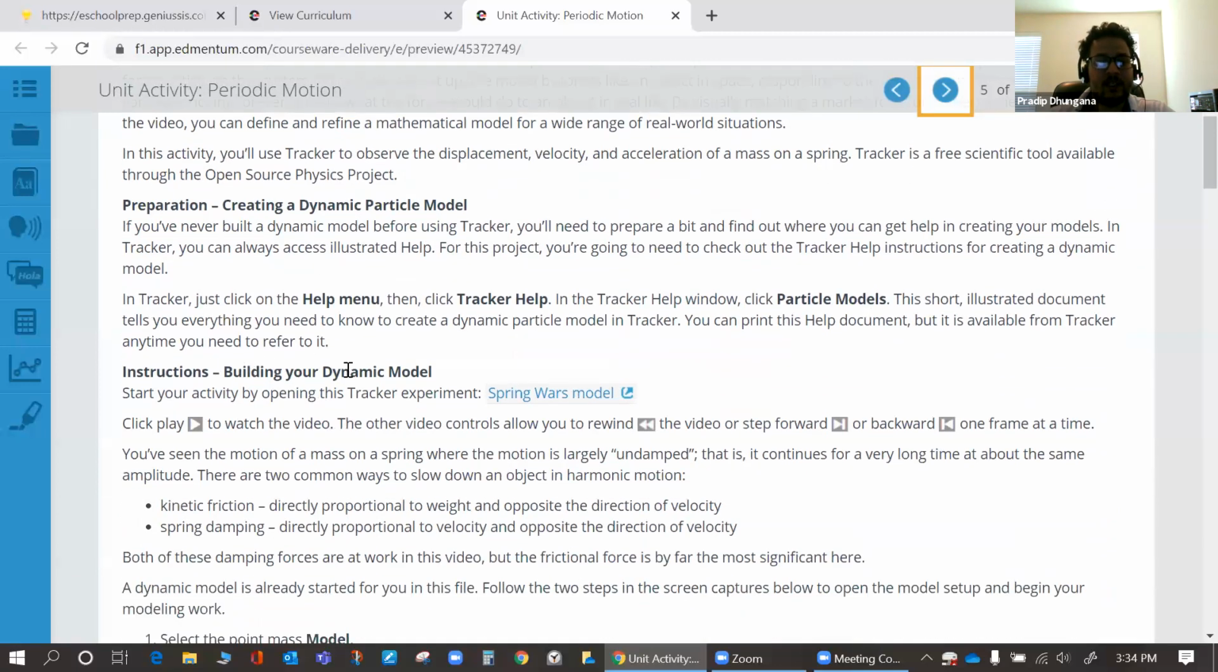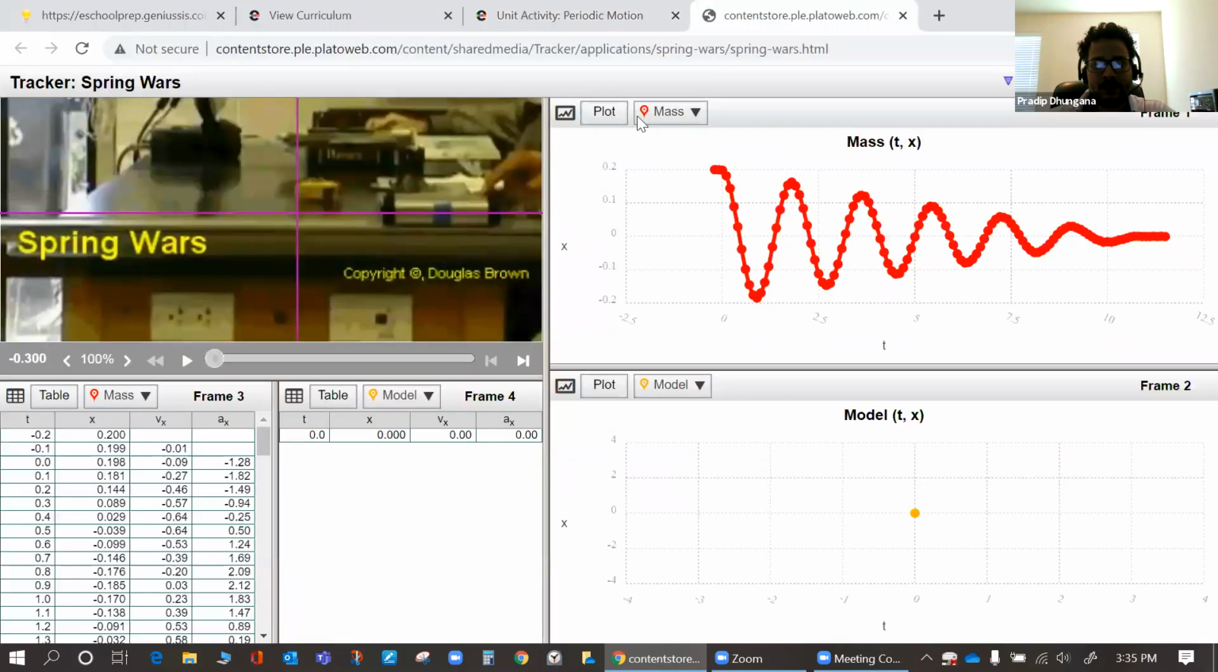To build our own dynamic model, at first you will click on the tracker experiment, and it says here, you can see here, spring wars model, and there are different buttons here. This one you'll click to watch the video, other buttons to rewind, forward and backward as well. So let me click on that tracker experiment. If you have any question, please feel free to unmute and ask me that question.